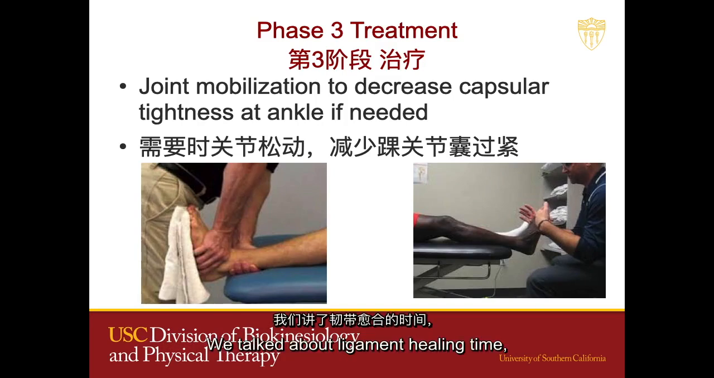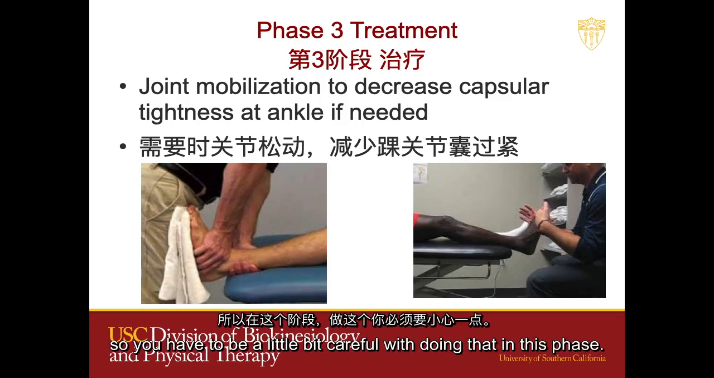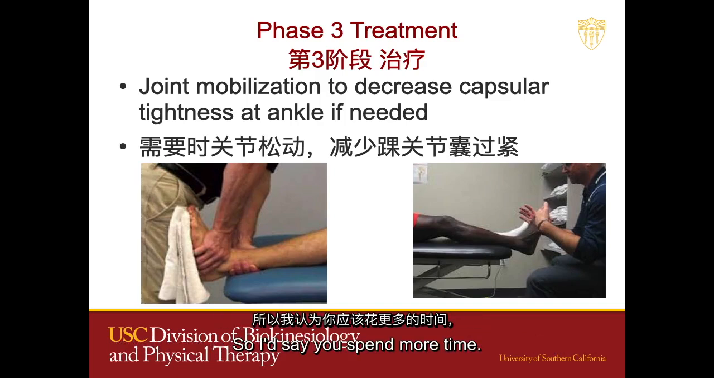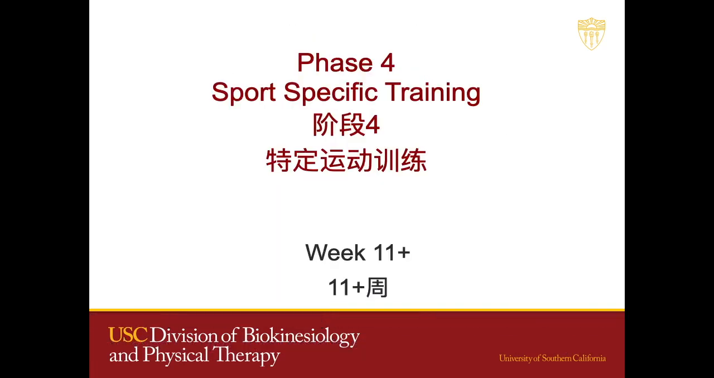Remember, we talked about ligament healing time, and it's about 12 weeks really that we can start stretching against the ligament. So you have to be a little bit careful with doing that in this phase. So I'd say you spend more time working more dorsiflexion, maybe even midfoot if you need to, and waiting on the subtalar joint till after about 12 weeks.